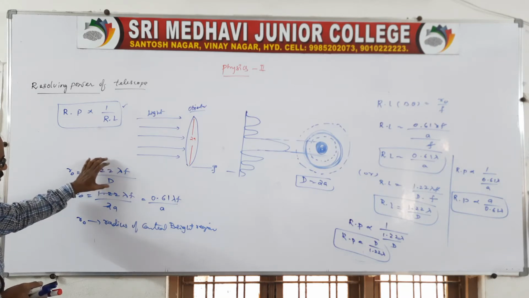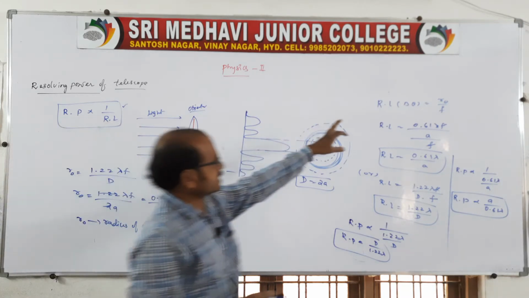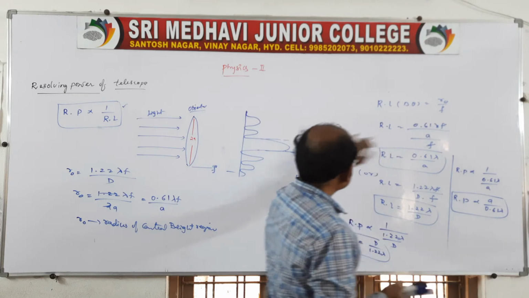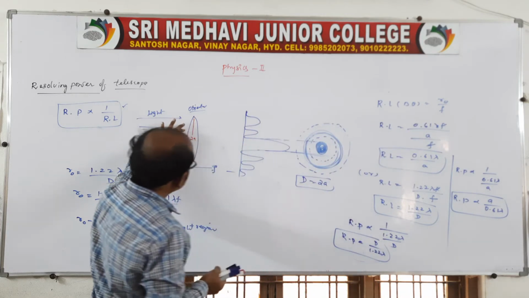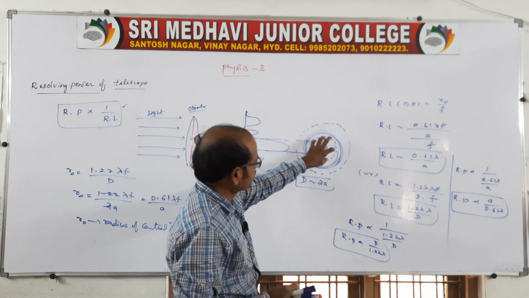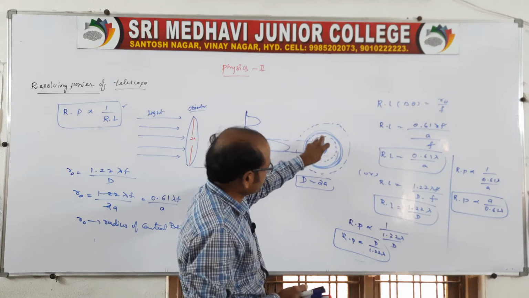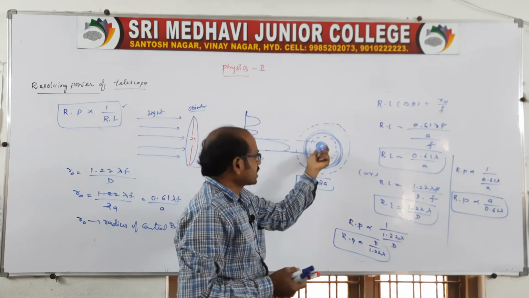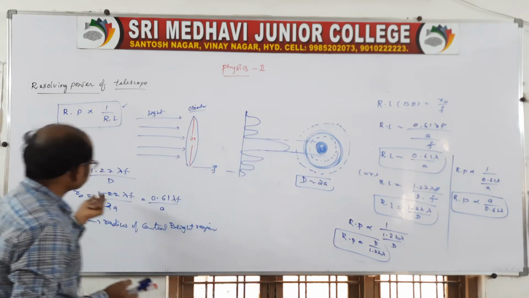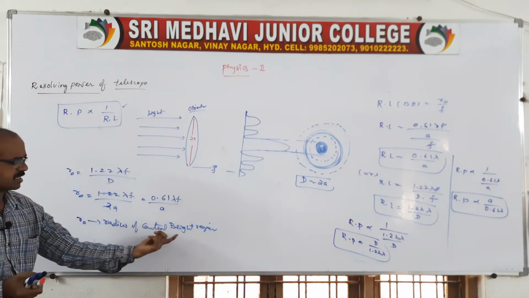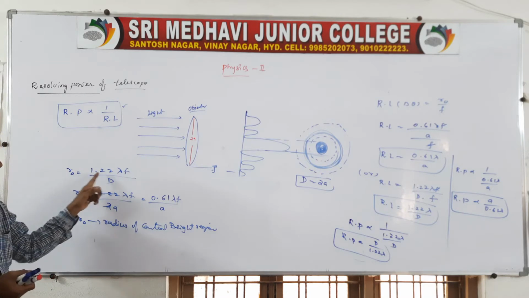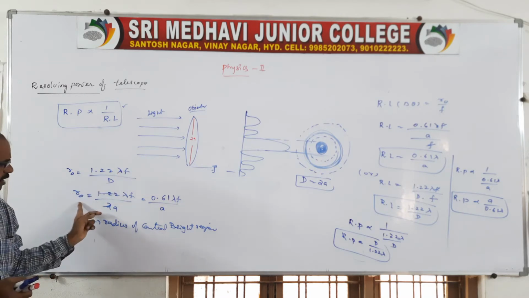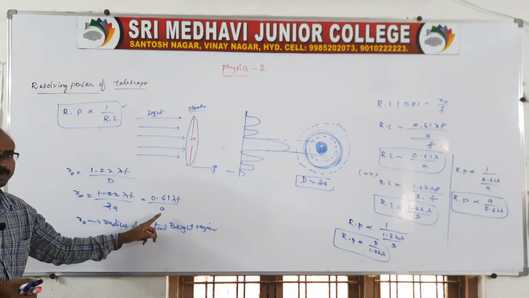By using this, the resolving limit is r naught by f. These rays pass through the lens, therefore it forms a central maxima like this, and alternately forms minima, maxima, minima, maxima. So what will r naught be? It is the radius of the central bright region. R naught is equal to 1.22 lambda f by d. Therefore r naught is equal to 0.61 lambda by a.